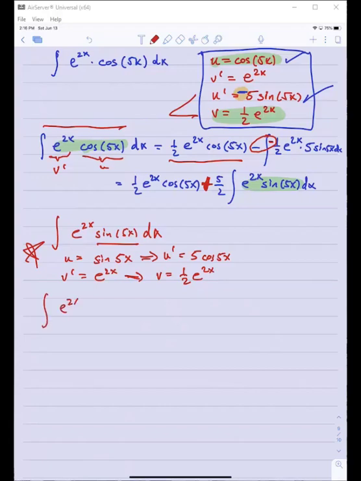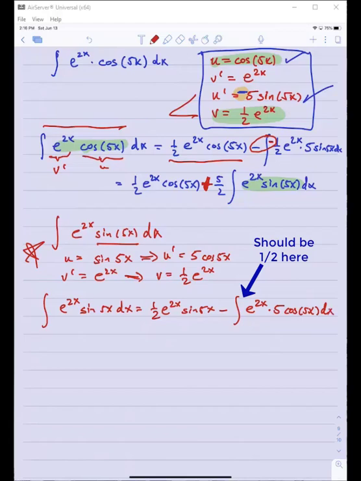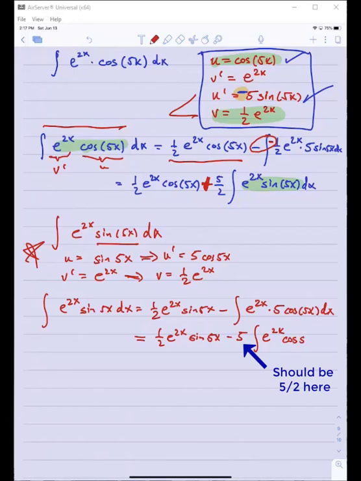So now what's the integral of e to the 2x sine 5x? It should be uv, which would be 1 half e to the 2x sine 5x minus the integral of v du. In other words, it's 1 half e to the 2x sine 5x minus 5 integral e to the 2x cosine 5x. Okay, now, what were we trying to do down here in red? We were trying to get a handle on what the integral of e to the 2x sine 5x is by doing integration by parts again. And when we did, what we got for an answer was this.